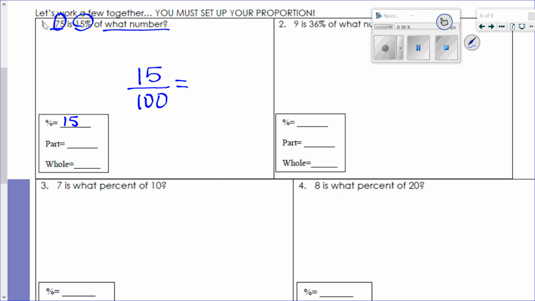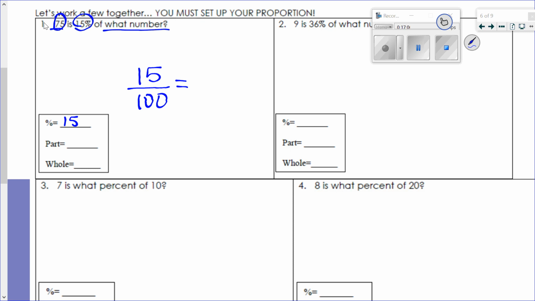Okay, and is this 75? Is that the part or the whole? That's the whole. That's the part. Wait, listen to what it's saying, guys. First of all, you have "is," okay? But 75 is 15% of what number? So that is the part.